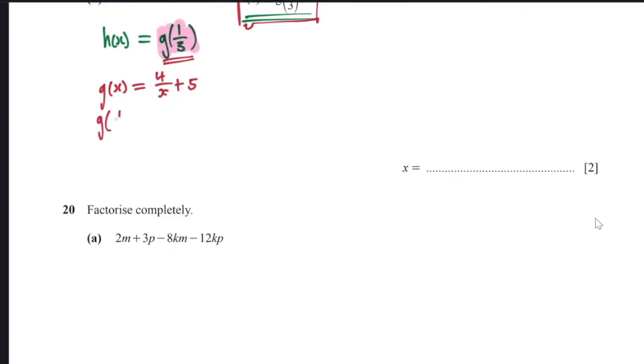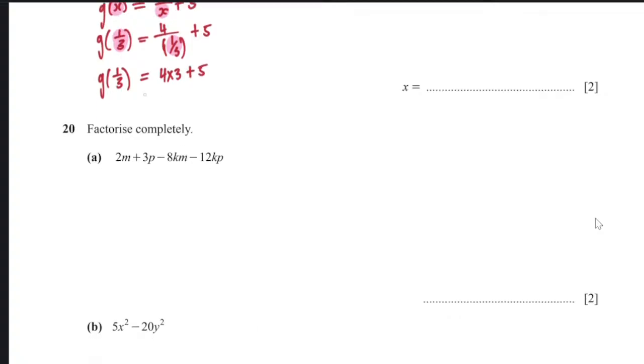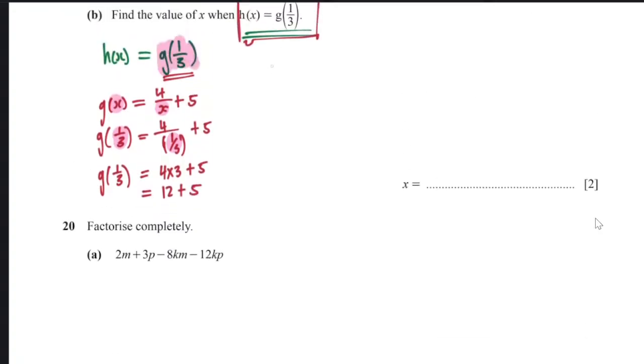Then you say g of 1/3, it will be 4 over 1/3. Okay, because when we say g of 1/3, it simply means wherever there is x, we are putting 1/3. So it is 4 over 1/3 then plus 5, which g of 1/3 becomes equal to 4 times 3 then plus 5, which becomes equal to 12 plus 5. Okay, and you can say g of 1/3 is equal to 17.